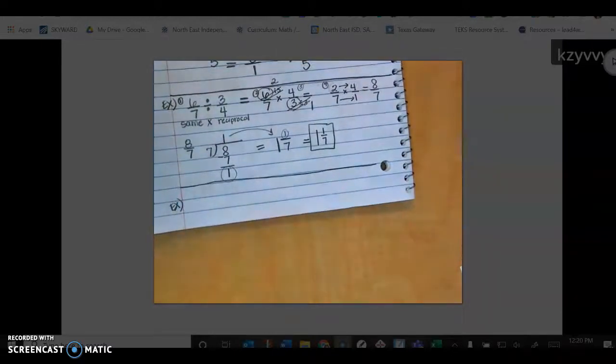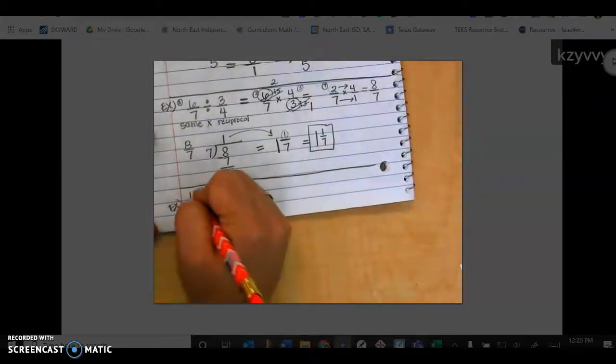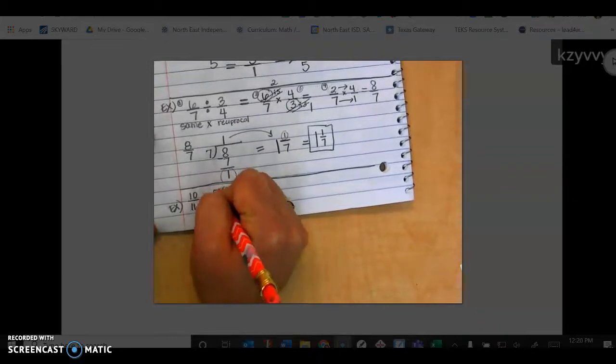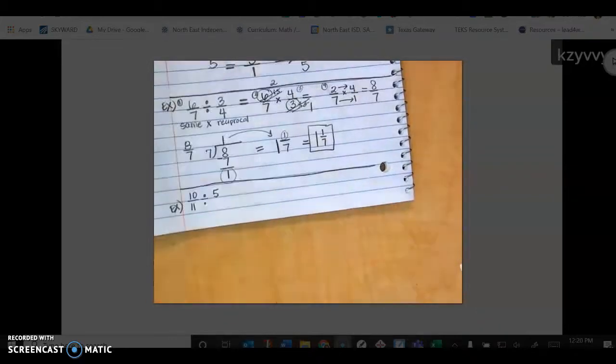There we go. Okay, so our next example is going to say 10/11, and we're going to divide it by the whole number 5. Okay, and I'm using our same numbers from above because it helps me learn my reciprocal.